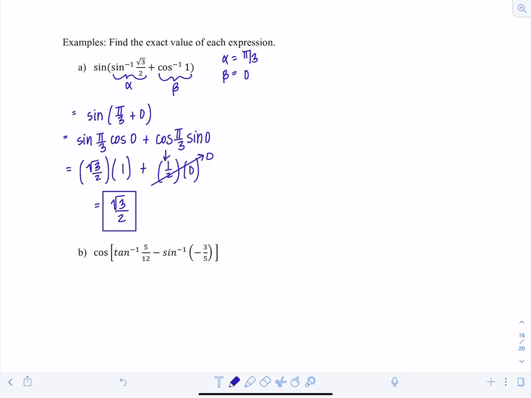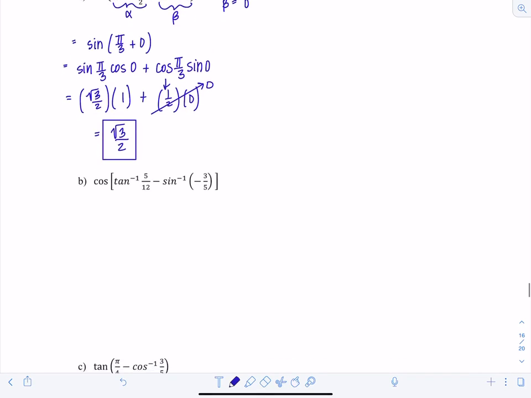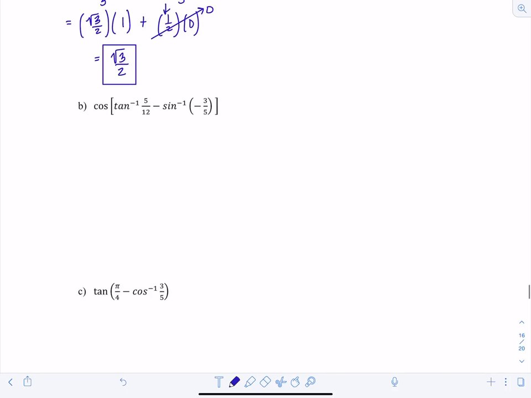Now we're going to look at something a little more interesting. Because notice I have cosine of tan inverse of 5 over 12. So again, I'll call that alpha. And sine inverse of negative 3 over 5, I'll call that beta. But tan inverse 5 over 12, that's not one of those angles or values that we know from our unit circle. So I'm going to have to draw a triangle.